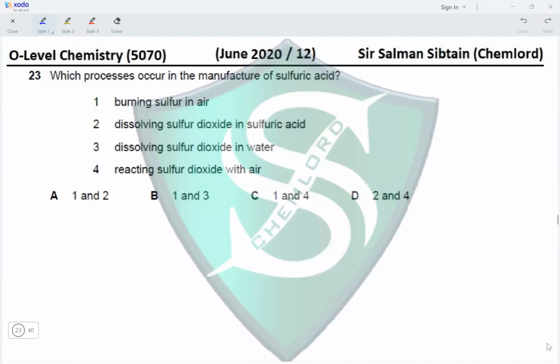Question 23. Which processes occur in the manufacture of sulfuric acid? Burning sulfur in air? Yes, that is how we get sulfur dioxide. Dissolving sulfur dioxide in sulfuric acid? No, this process does not happen. Dissolving sulfur dioxide in water? This also does not happen. And reacting sulfur dioxide with air to convert it into sulfur trioxide? Yes, this happens. So, out of the four given processes, process 1 and 4 are correct, making option C the correct option for this question.